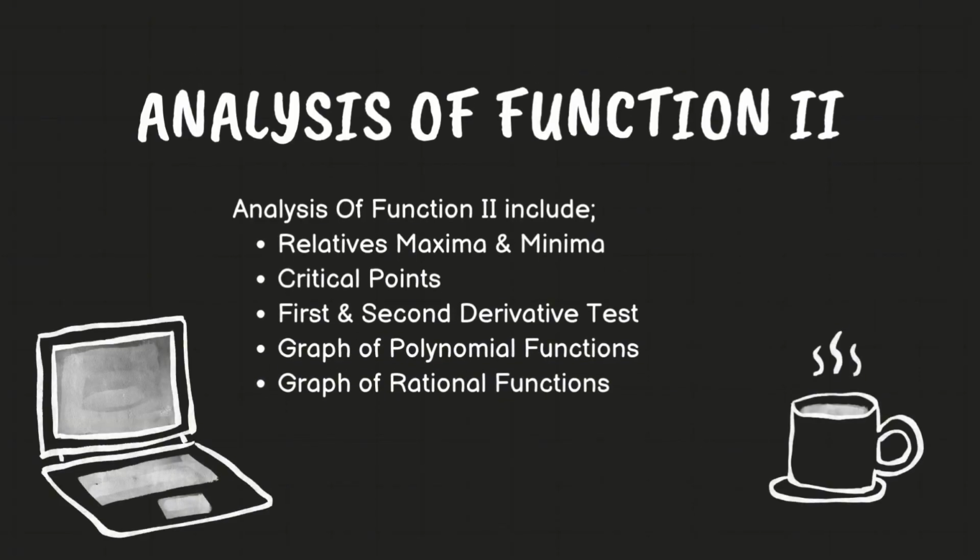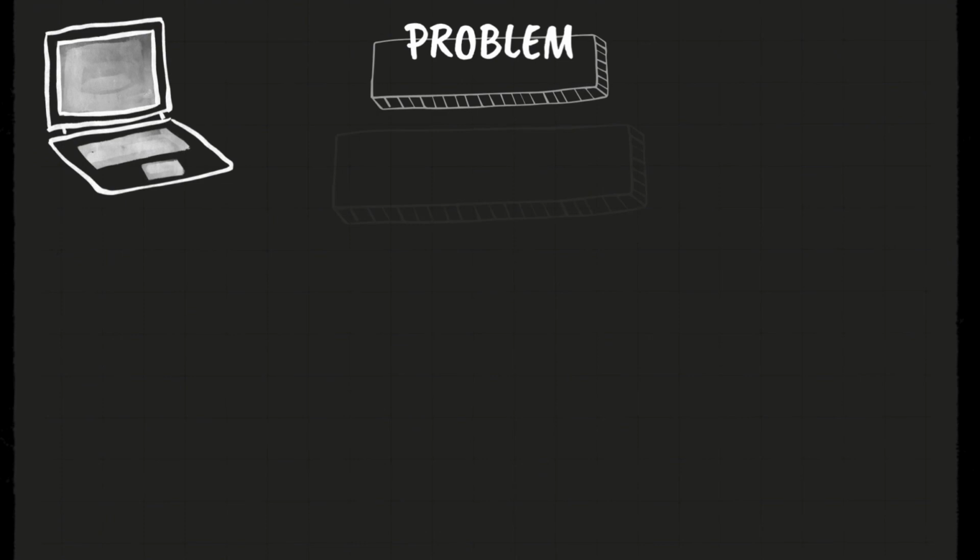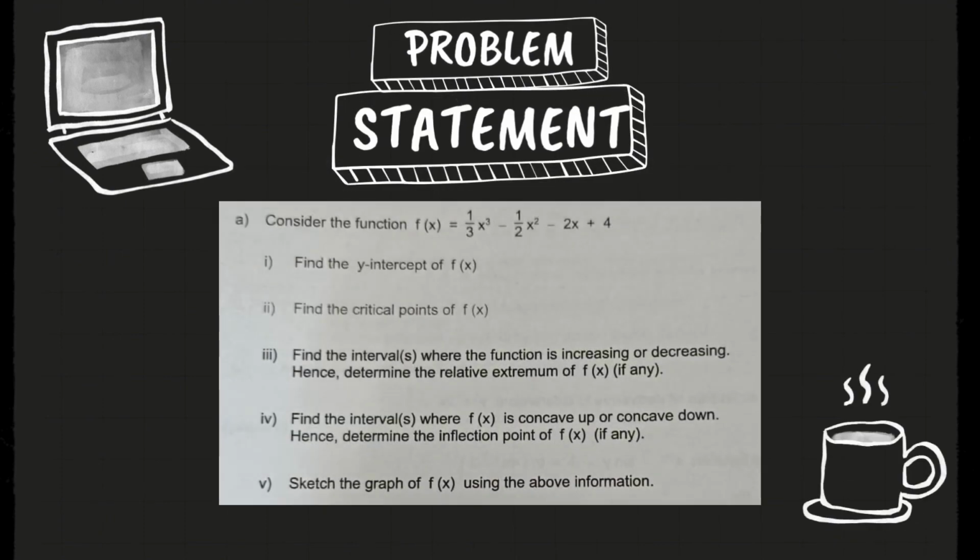Analysis of function 2 includes relative maxima and minima, critical points, first and second derivative tests, graph of polynomial function, graph of rational function. Next, the problem statement for analysis of function 2. Consider the function f(x) equals 1 over 3 x to the power of 3 minus 1 over 2 x to the power of 2 minus 2x plus 4.